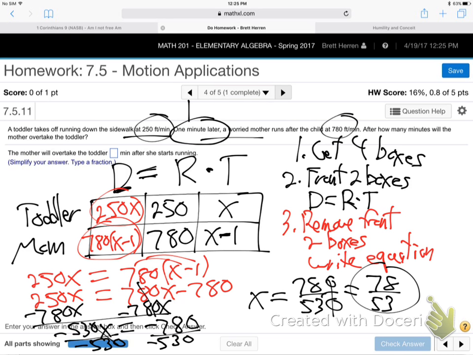All right, we good there? Does that make sense? Getting the hang of these travel problems. So for all these travel problems, you set up the dirt equation, you get the 4 boxes, and then get the front 2 boxes by multiplying.